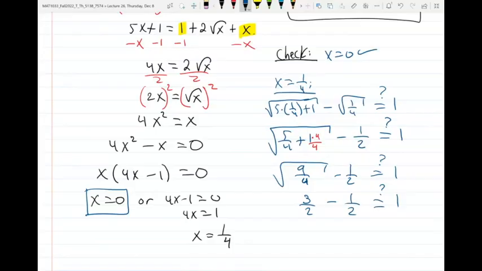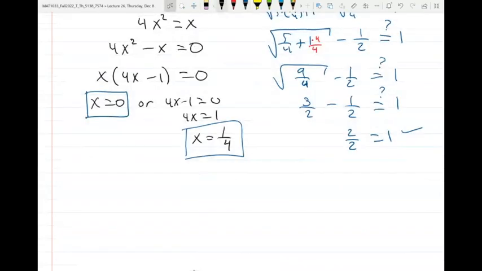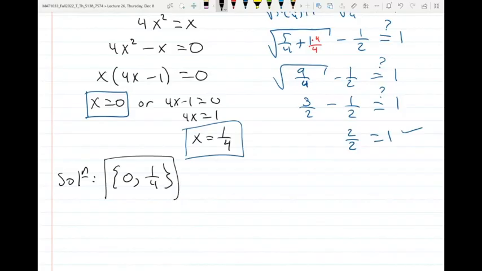Okay, can we nicely subtract these two? The denominators are the same. So 3 minus 1? 2. So we get 2 over 2. Is 2 over 2 the same as 1? Yes, so we're good. So this one also works. Okay, so again, you have to check, because it doesn't mean that one is going to work and the other one won't. It could be that both of them work, as you saw here. So this time we found two solutions, namely 0 and 1/4.